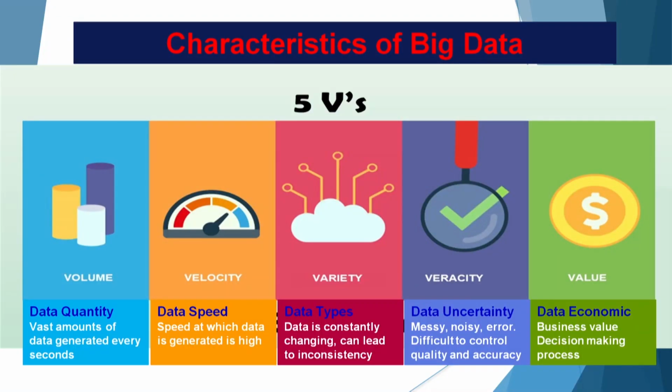And the other one is veracity, which talks about data uncertainty. That means we are not sure that today we have this particular data. Since the data is growing, what will be the next data, or what data will come in addition to this? So it keeps on changing.